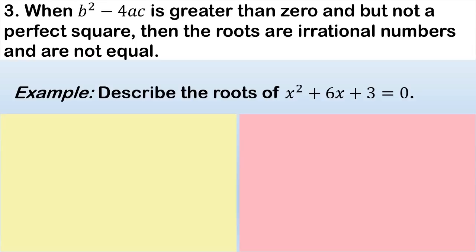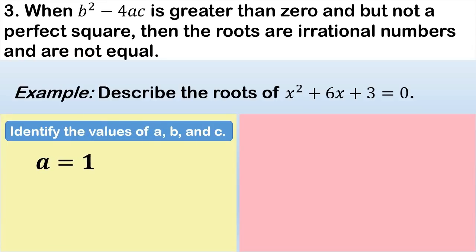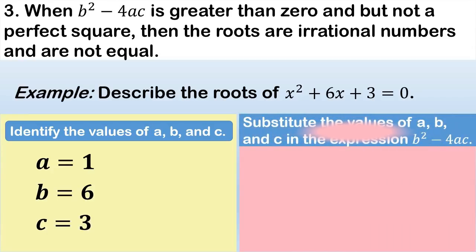Example, describe the roots of x squared plus 6x plus 3 equals 0. Identify the values for a, b, and c. So the value for a is the coefficient of x squared, which is 1. The value for b is 6. The value for c is equal to 3. Now, what we're going to do is to substitute it to the given expression b squared minus 4ac. So let's substitute the values of a, b, and c to the given expression.